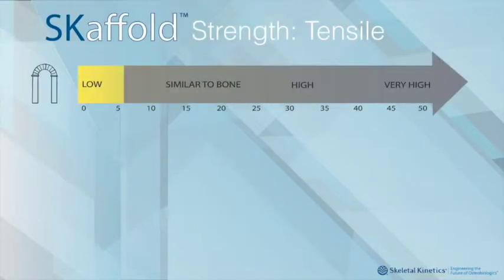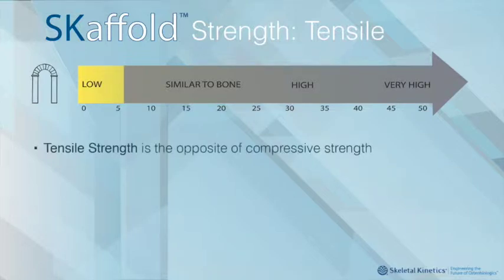On this slide, SKaffold is at the lower end of bone, around 5 to 6 megapascals. Tensile strength is the opposite of compressive strength. It is the resistance of a material to a force until it tears apart.